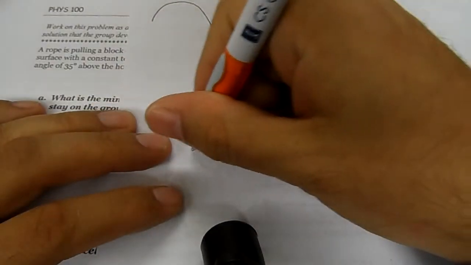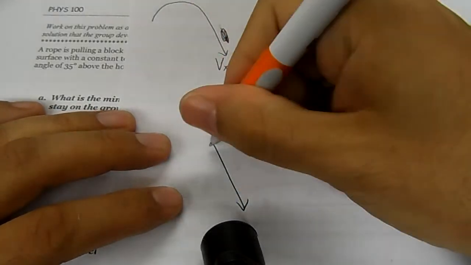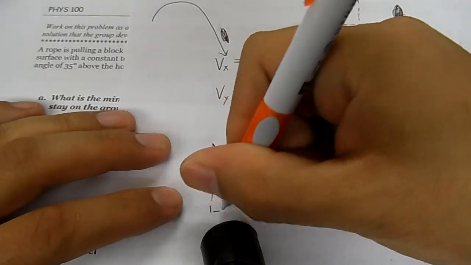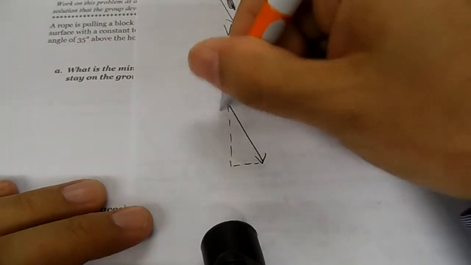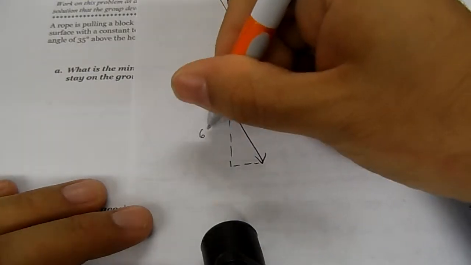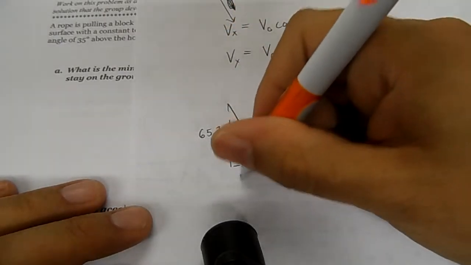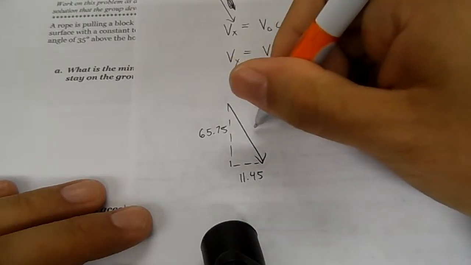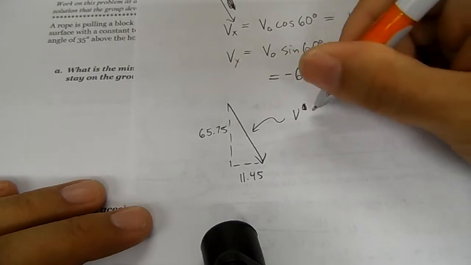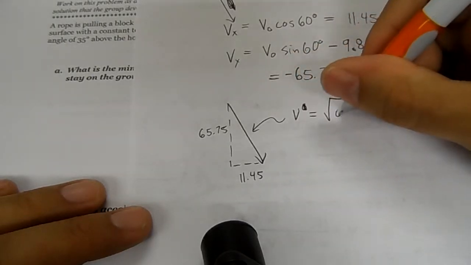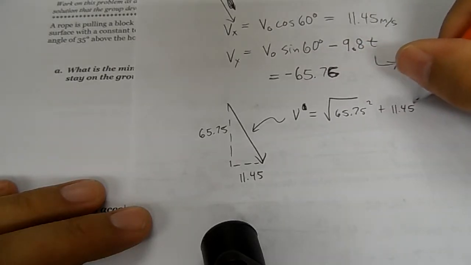All right, so what does the picture look like then? At the end, I have a downward velocity like this, and I can break it into components, which I've just found. I know that this component, in terms of its magnitude, is 65.75, and this component is 11.45, and therefore, using the Pythagorean theorem, the v final is equal to the square root of 65.75 squared plus 11.45 squared.